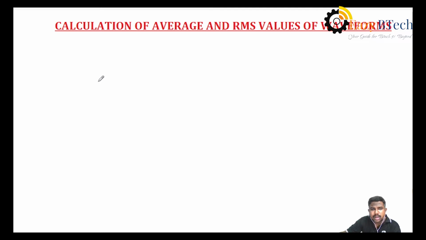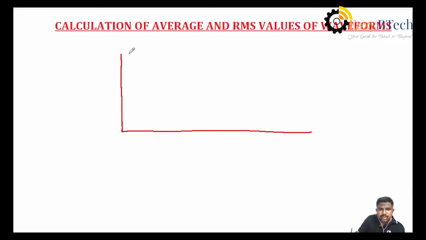Also about how to calculate average value and RMS values for other different waveform shapes. These are the waveforms which were asked in previous examinations. For example, here, consider the waveform which is given in previous final examinations. There is a voltage waveform here.